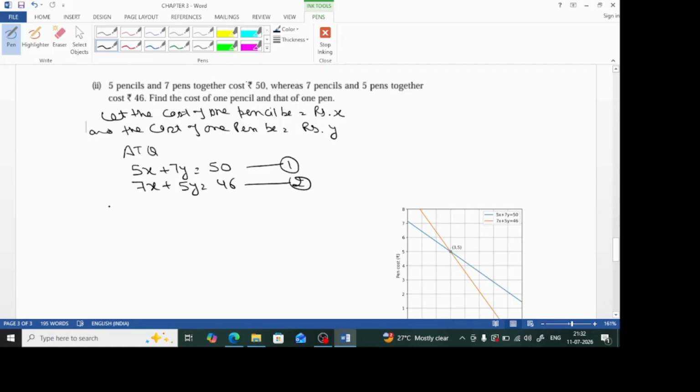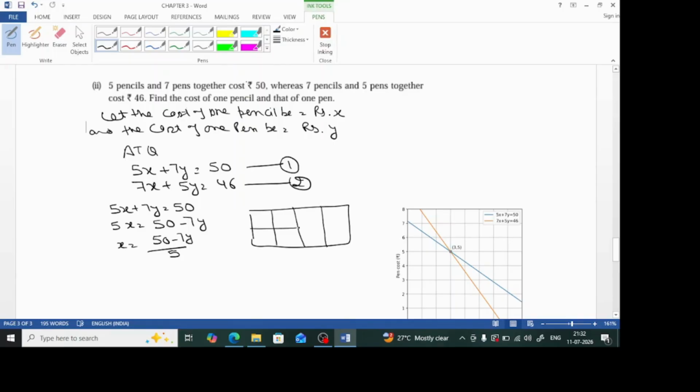Let us take first equation. 5x plus 7y is equal to 50. 5x is equal to 50 minus 7y. This 7y will go that side. x is equal to 50 minus 7y upon 5. This 5 is multiplying here, it will go to that side and it will become divide. For different values of y, we will get the different values of x.